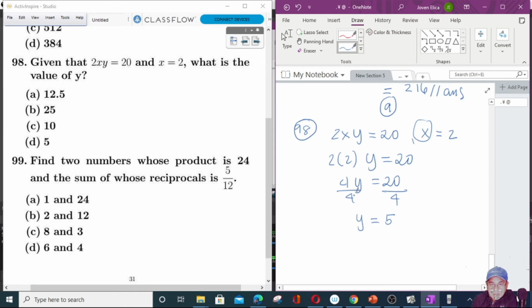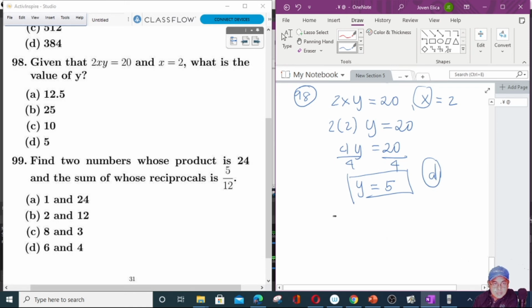Is it correct? 2xy, is it 50? Yeah, 20. Actually, the given is 50. Anyway, the answer here is letter D, number 5. Y is equal to 5. It's simple. 20 divided by 4 is 5. Okay.